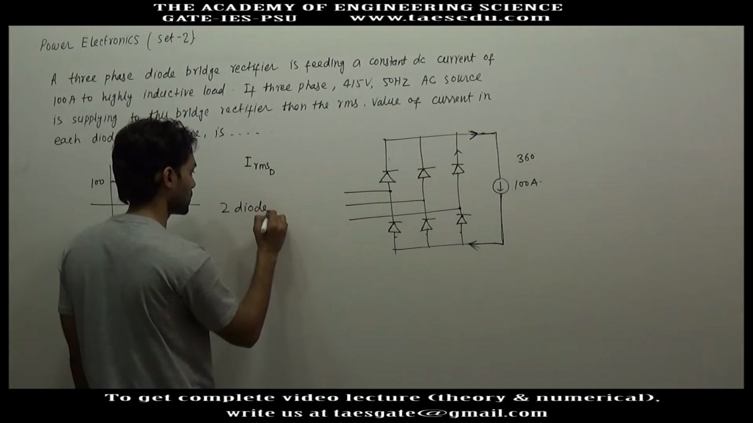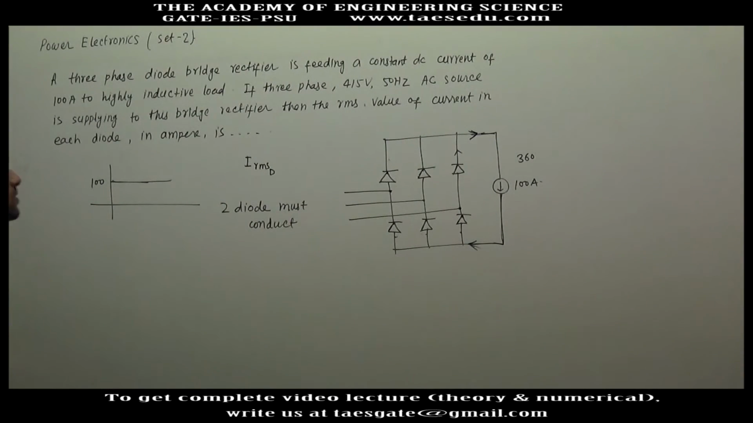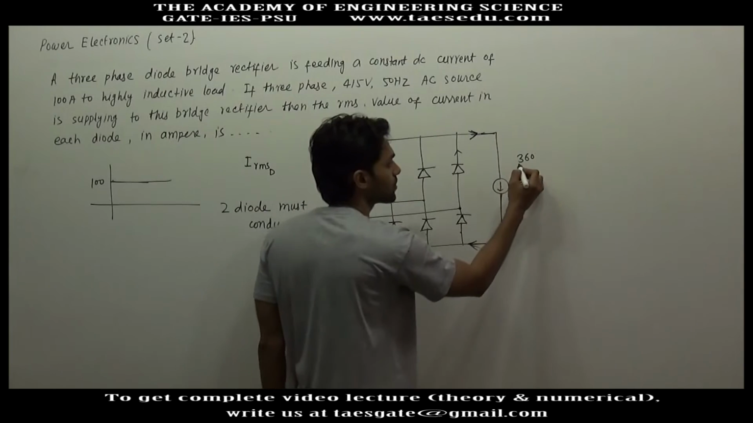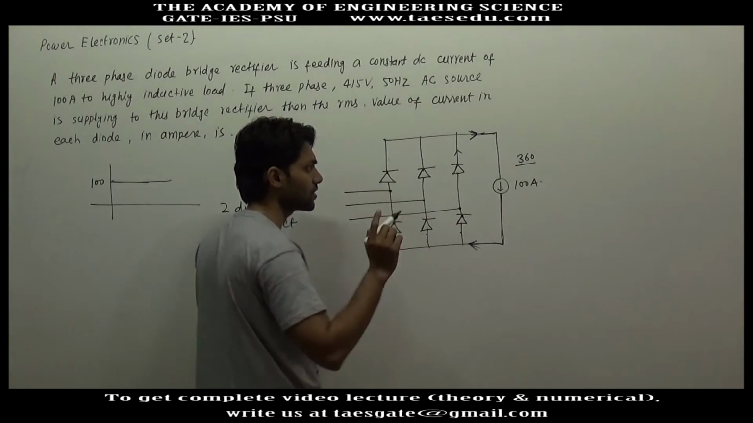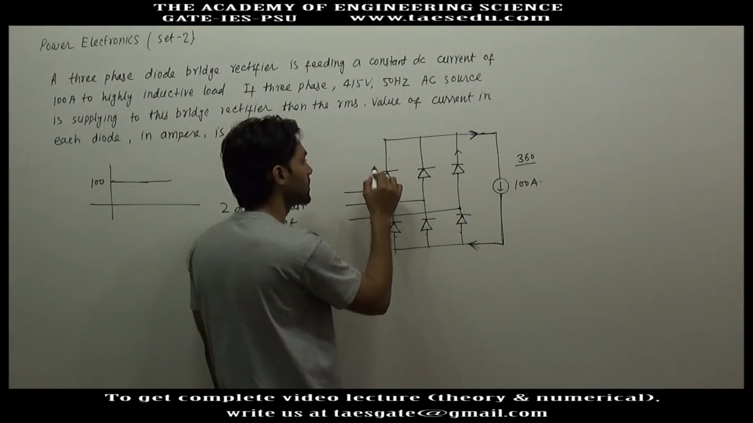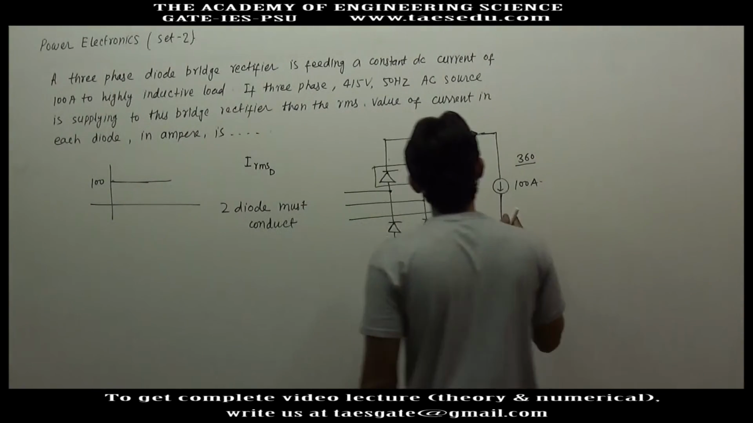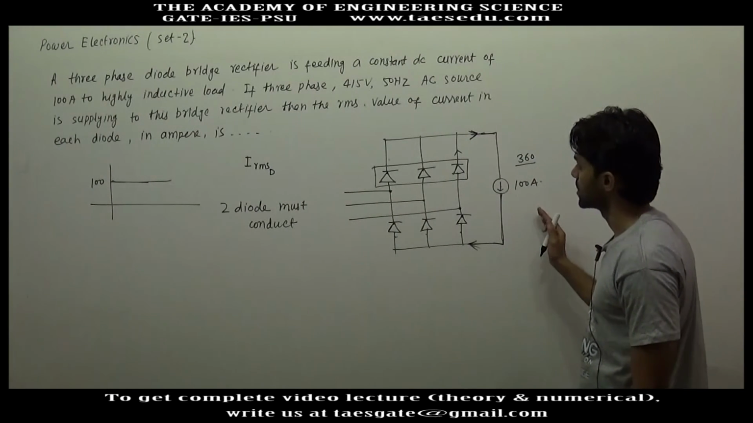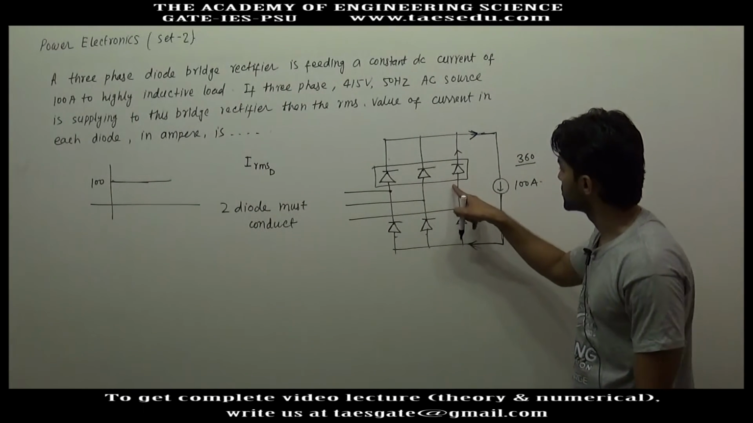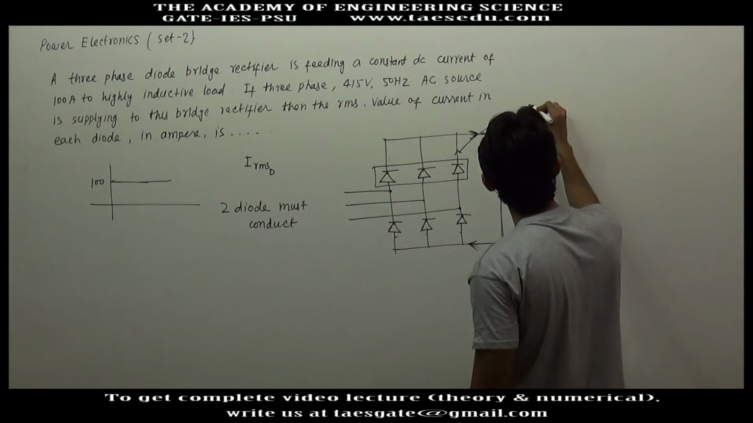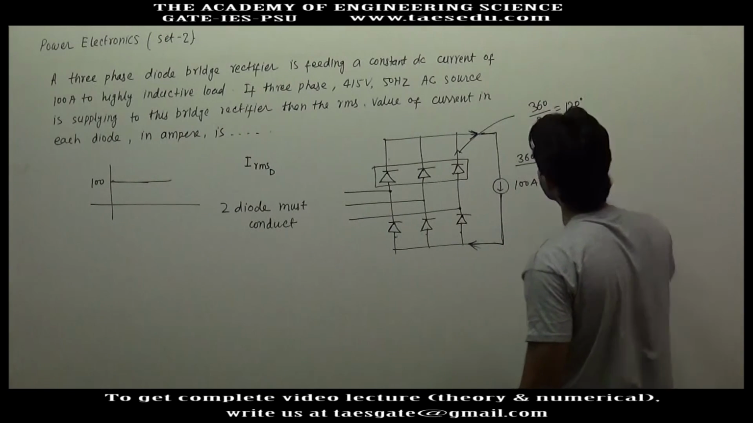At a time 2 diodes must conduct. Okay, so current has to flow for 360 degree, and in the positive leg, out of these 3 diodes, one diode has to conduct. Okay, and the condition for each diode is symmetrical, so each diode will conduct for 360 divided by 3, that is 120 degree.